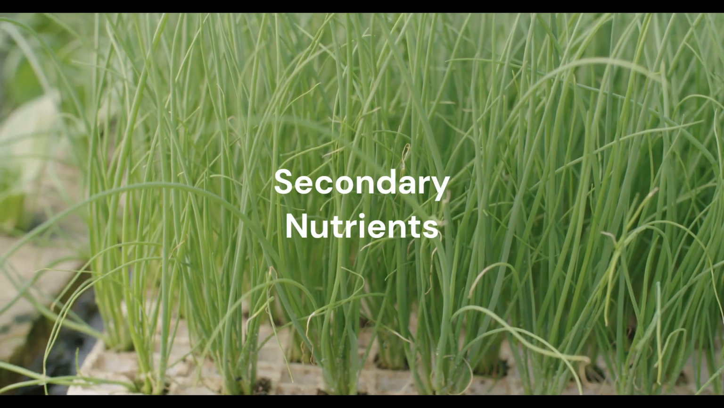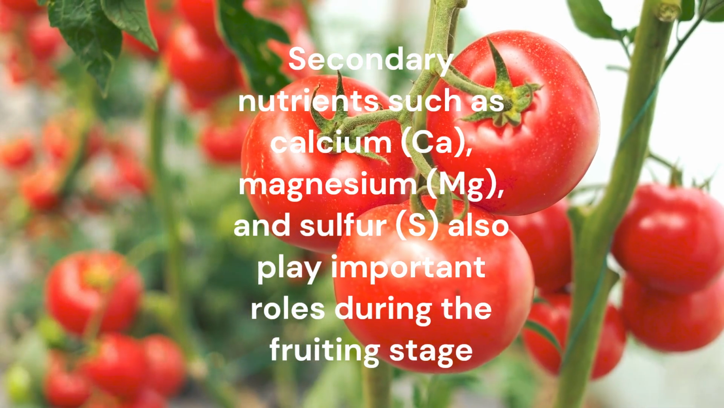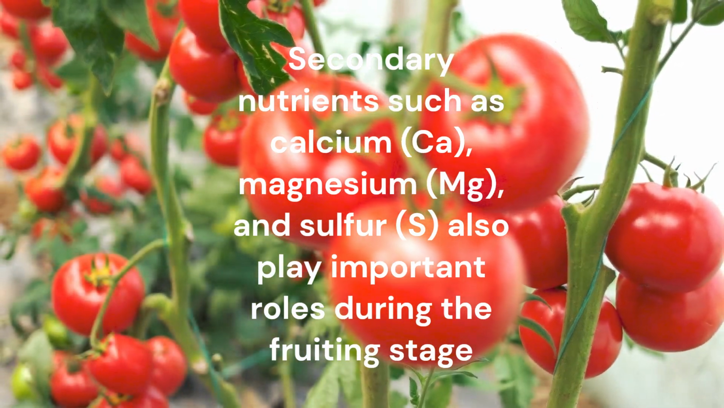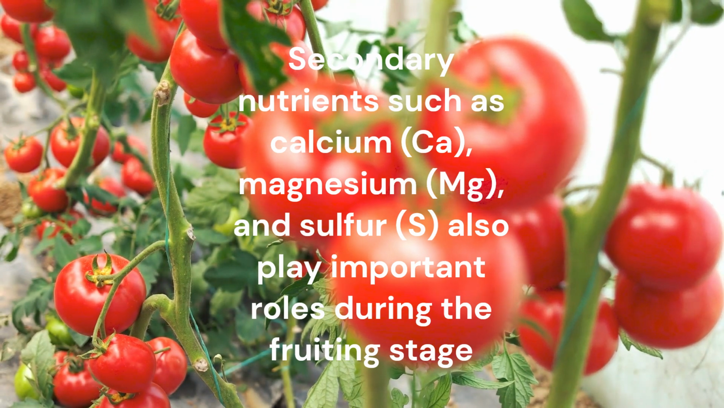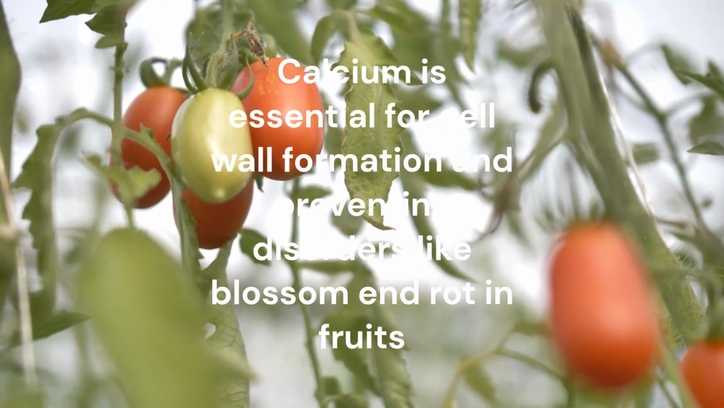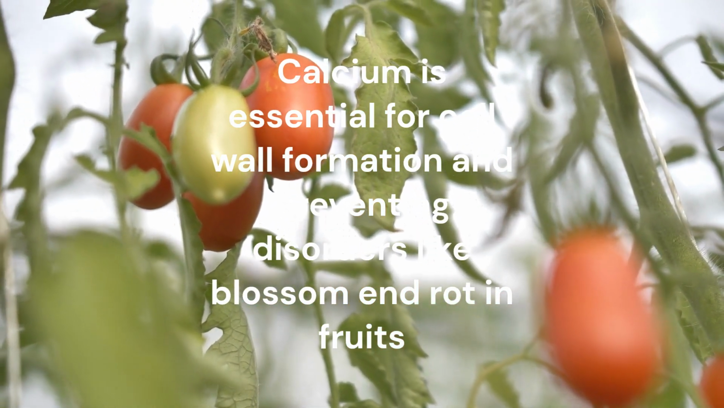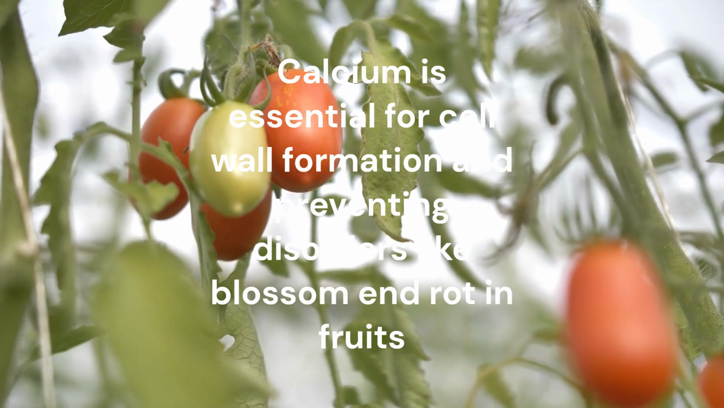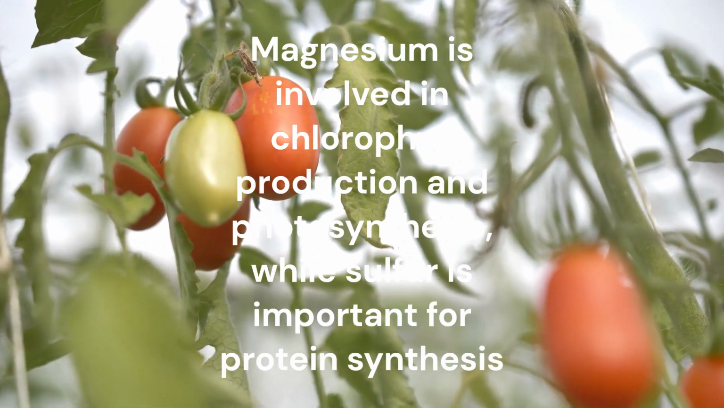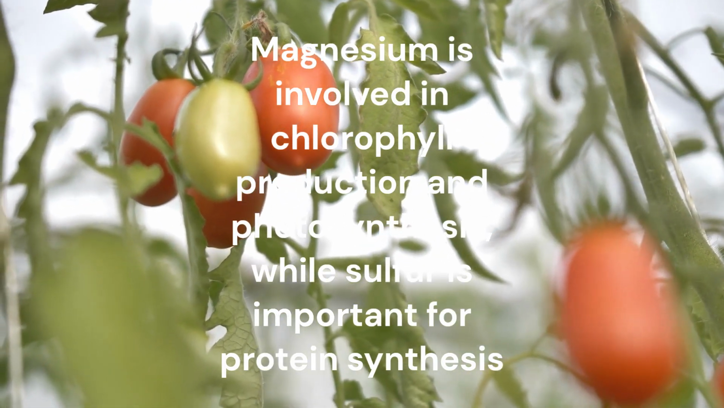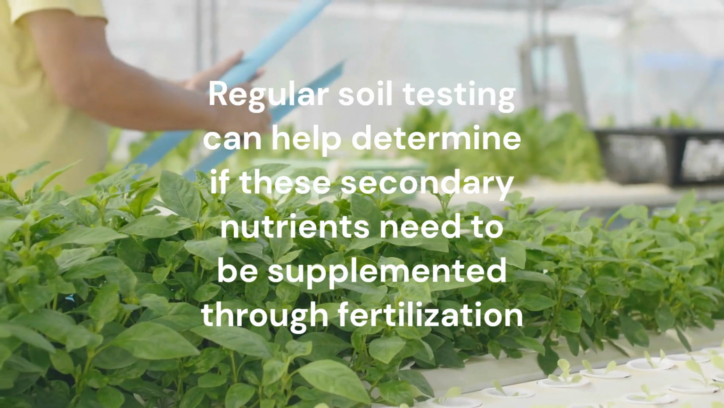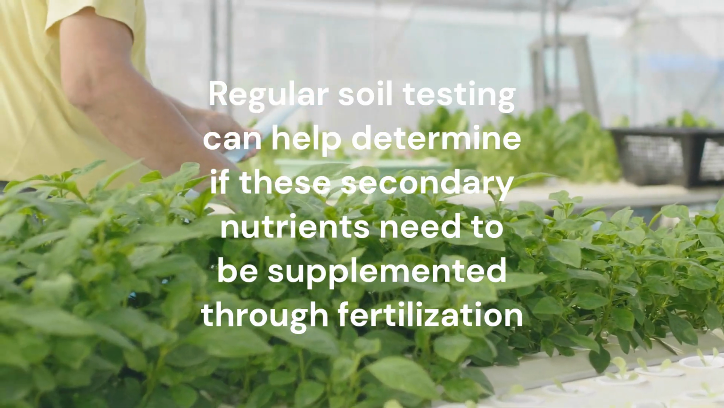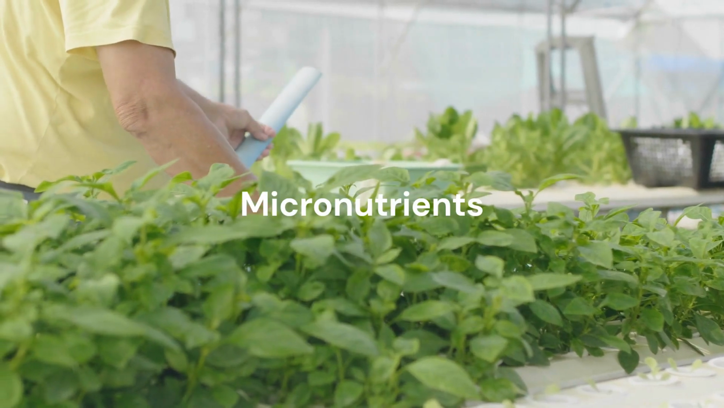4. Secondary nutrients. Secondary nutrients such as calcium (Ca), magnesium (Mg), and sulfur also play important roles during the fruiting stage. Calcium is essential for cell wall formation and preventing disorders like blossom end rot in fruits. Magnesium is involved in chlorophyll production and photosynthesis, while sulfur is important for protein synthesis. Regular soil testing can help determine if these secondary nutrients need to be supplemented through fertilization.